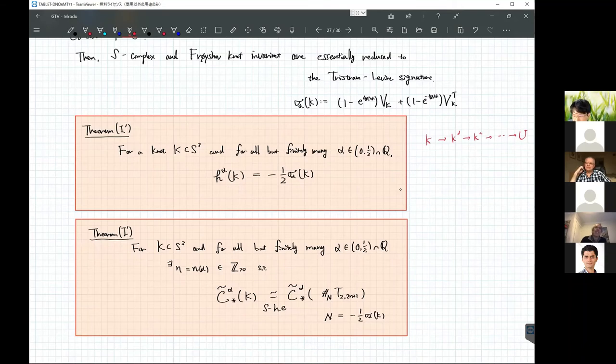Sorry, Danny, can you repeat again? So you're saying that what Hayato is saying is that this Frøyshov invariant, just to define it, we have to avoid certain points where the Alexander polynomial is zero. Then for all but finitely many of the remaining points, the H invariant is the same as the signature. And the second theorem is saying that this whole chain complex is simply determined by the signature itself, right? That was that capital N that appears there.